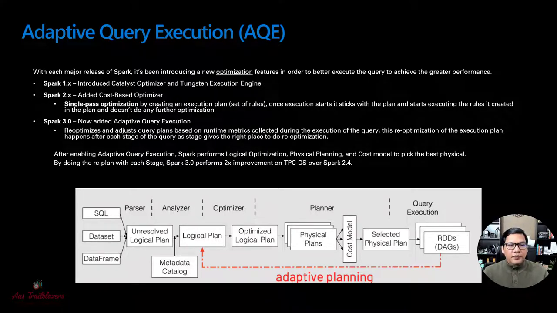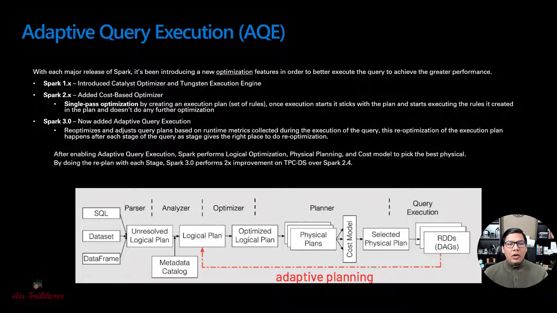Like I said earlier, the Catalyst Optimizer was introduced in version 1.3, and after every release, there was some new enhancement added to it. With Spark 2.0, the Cost-Based Optimizer was added. However, Spark 2.0 or a later version of Spark 2 has single pass optimization by creating an execution plan. Once execution starts, it is synced with that plan and starts executing the rules it created in the plan and does not do any further optimization. So basically, when we submit the query, a plan gets generated and the execution of the query from start to end happens based on the plan that was generated in the very beginning of the query execution.